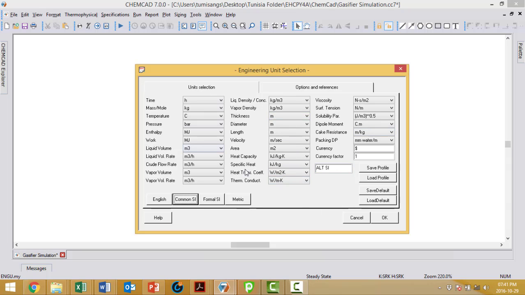We will not change anything because the common SI units are sufficient for our simulation. However, if you have any problem with the units, you can always come back here and change the units. For instance, if you're dealing with pipes, you prefer the thickness of the pipes to be in millimeters, you can come and change that. Or otherwise, you can use the conversion of units within Chemcad. I trust that by now you have gone through the training videos for Chemcad and you are aware of all the tricks that I'll be mentioning within this lesson.